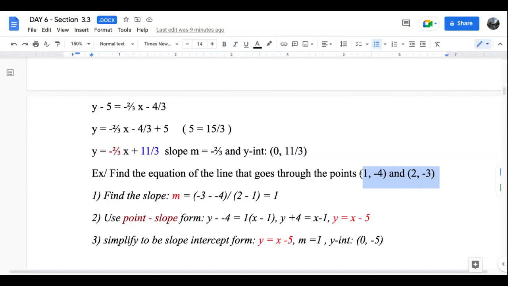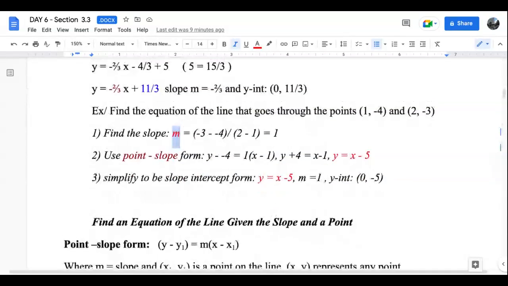More examples, let's see the next one. Right, (1, -4) and (2, -3). We'll calculate the slope. We have negative 3 minus negative 4, which becomes negative 3 plus 4, which is 1. And the denominator is 2 minus 1, which is 1. 1 over 1 is 1.